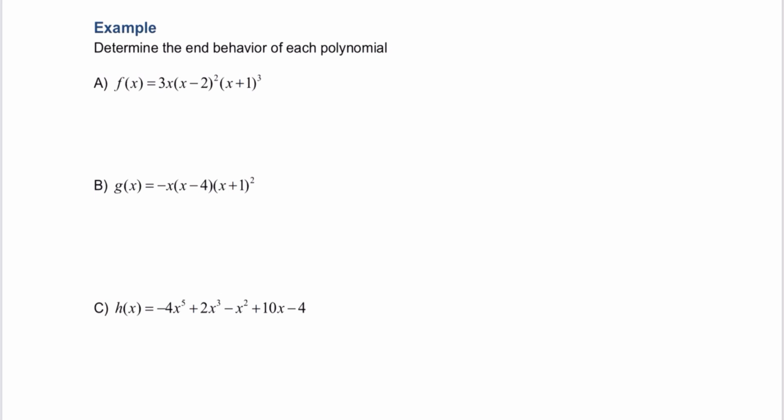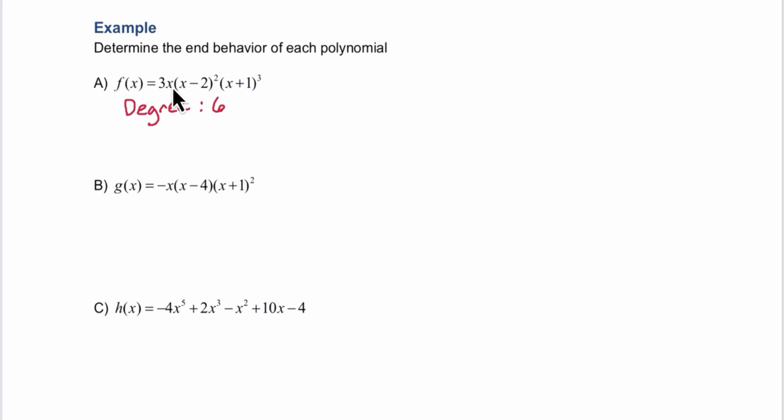Let's look at these functions and determine the end behavior. Up first, function f. We can first look for the degree. Notice that this one is in factored form, so we want to imagine distributing this all the way out. If we did that, we would have x cubed times x squared, which would be x to the fifth, times x, which is x to the sixth. So this is a 6th-degree polynomial.